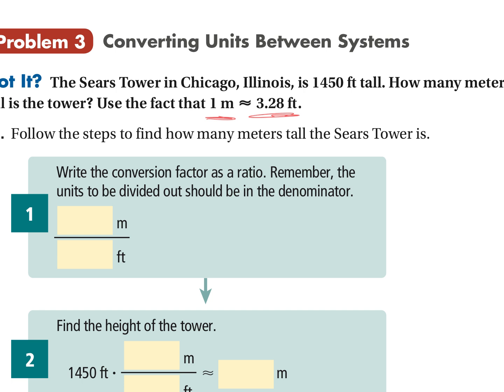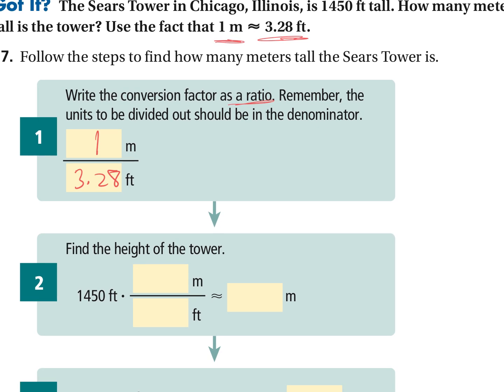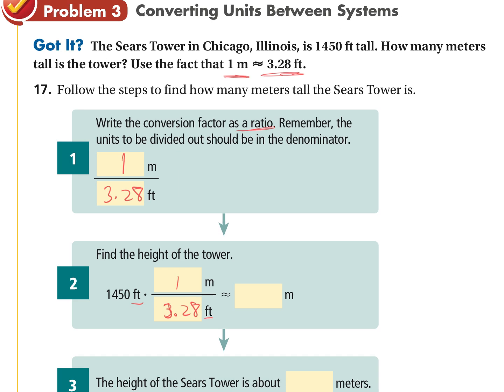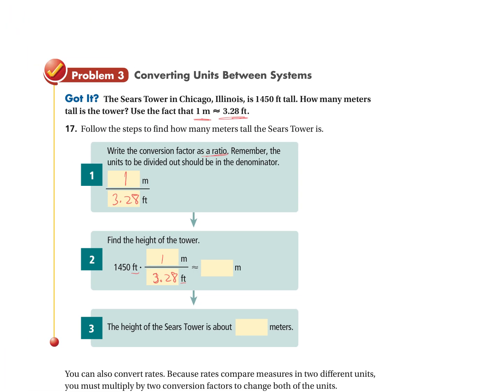The conversion factor, we said, is a ratio. So we have right now 1 meter over 3.28 feet. This is our conversion factor. And to find the height of the tower, we're going to divide by the number of feet. We're given feet and we want to get rid of feet and get an answer in meters. So we get 1 over 3.28 feet. Now let's give this one a try.